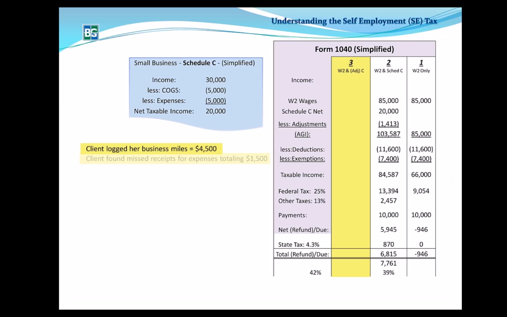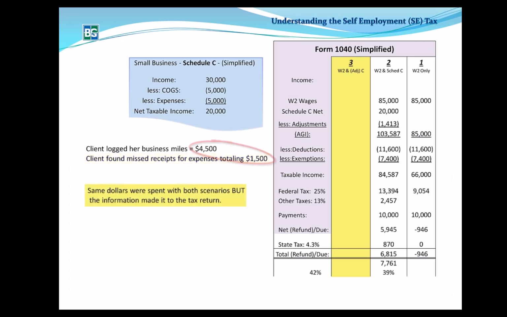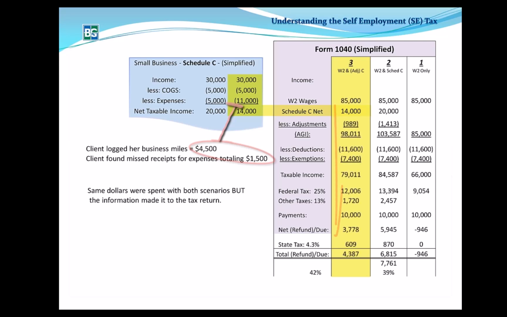The client also found several missed receipts totaling $1,500 in expenses. Please note, the same dollars were spent in both scenarios, but better record keeping led to the expense on the tax return. This extra $6,000 reduced taxable income to $14,000. Now, as the information is processed in the return, this extra $6,000 in missed expenses lowers the total amount due to $4,387, which is over a $2,400 tax savings.